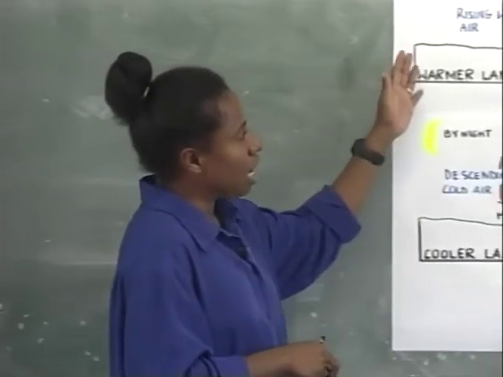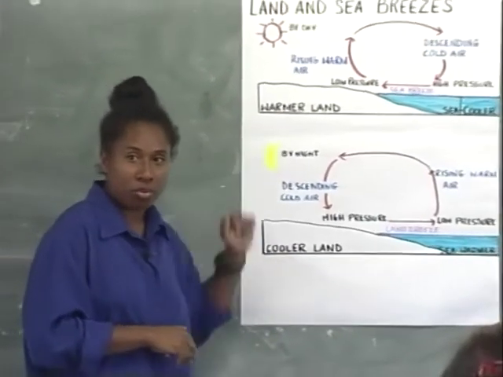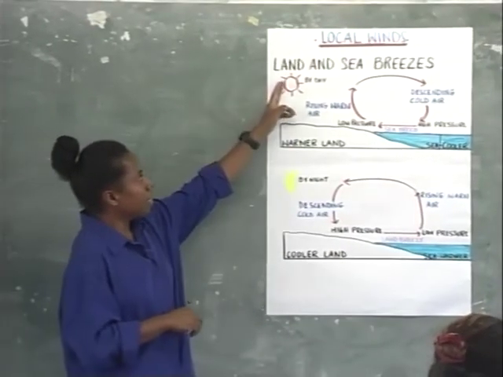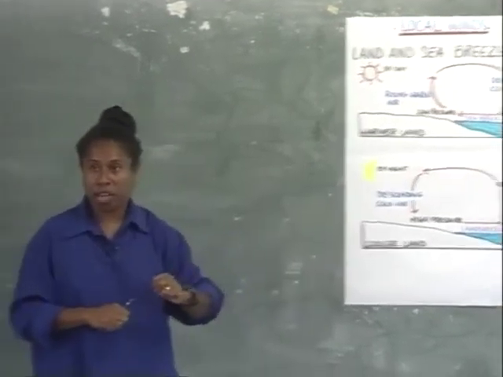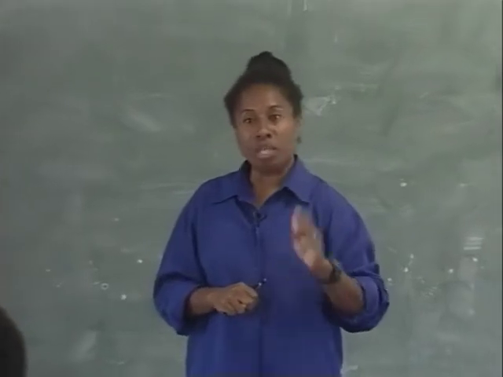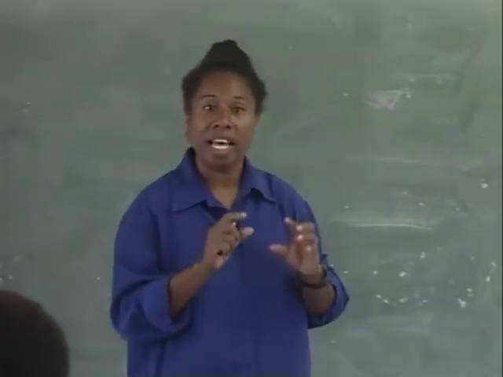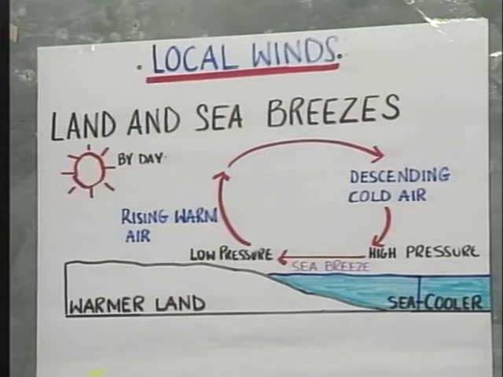I'm going to give you time to make note of these two diagrams explaining the land and the sea breezes. When you copy those diagrams down, I don't want you to just copy the information. If you can write a little bit of explanation to go with the diagrams, then perhaps you will understand what the diagrams are actually showing.